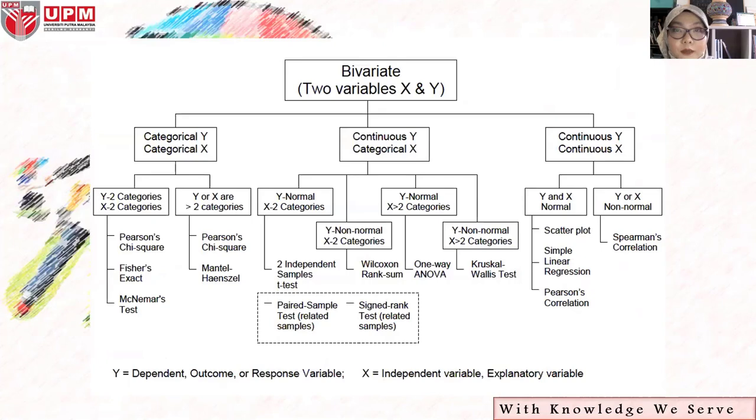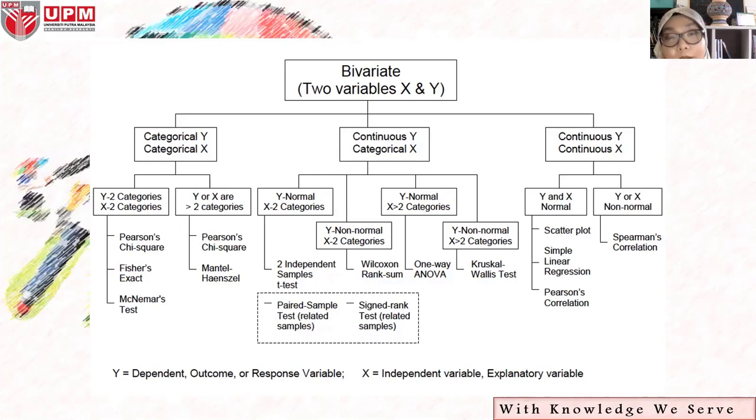So this is to refresh everyone. We have the types of analysis. If we divide according to the number of variables, there are three: univariate, bivariate, and lastly multivariate. Univariate involves analysis that includes only one variable. For example, we have the measure of central tendency, the measure of dispersion, and lastly the measure of position. Those we consider to be univariate statistics.